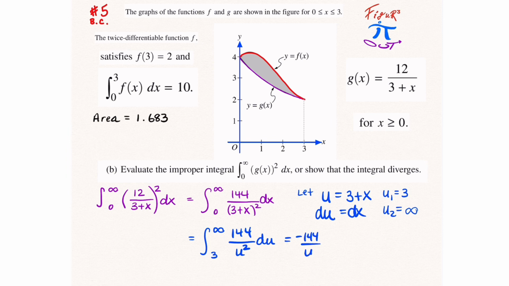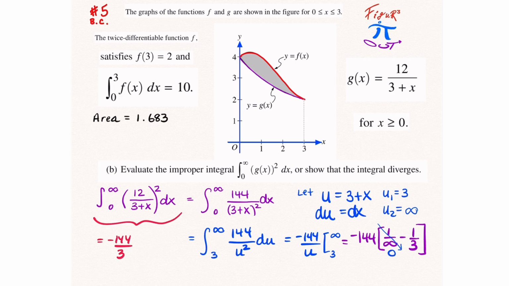That will evaluate to negative 144 over u from 3 to infinity. And when we set this up using the fundamental theorem of calculus, 1 over infinity, or the limit, will go to 0, and that'll just give us negative 1/3 inside there. So negative 144 times negative 1/3 is positive 144 over 3, or 48. So part B evaluates to 48.